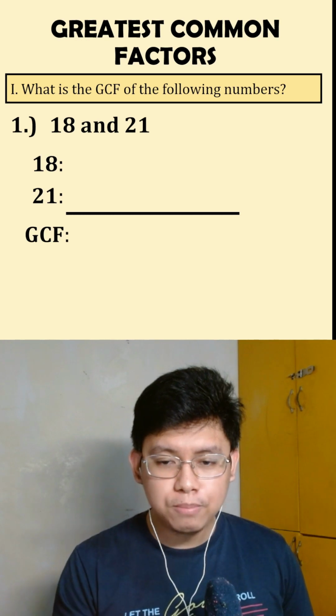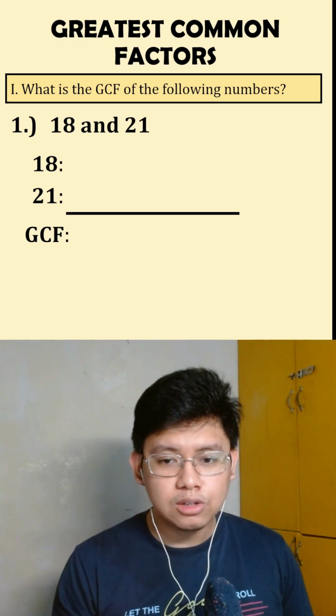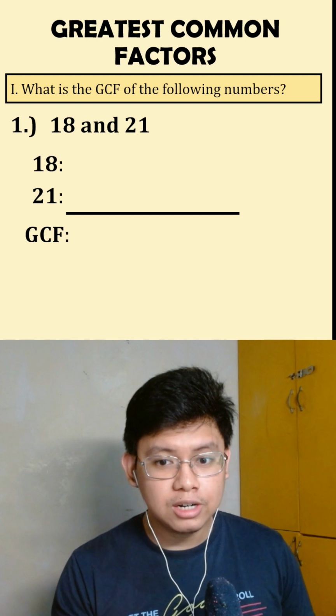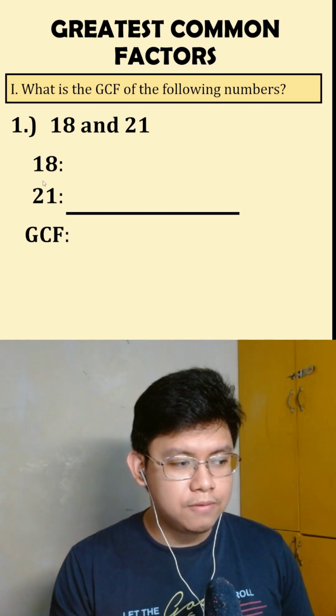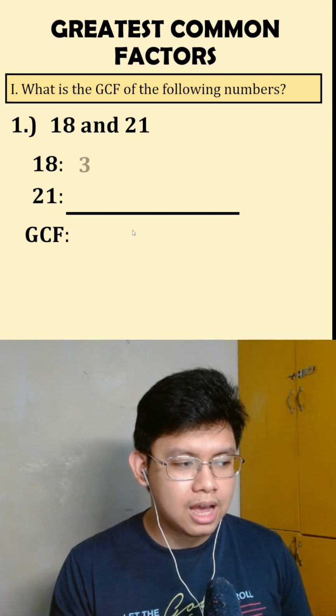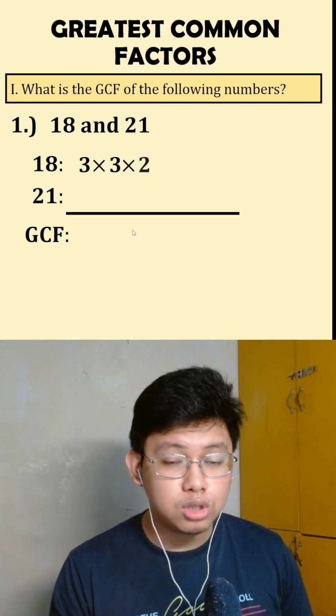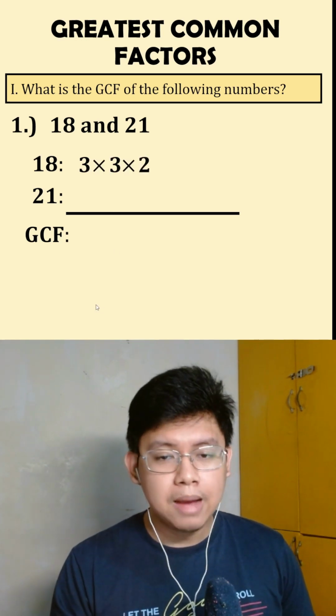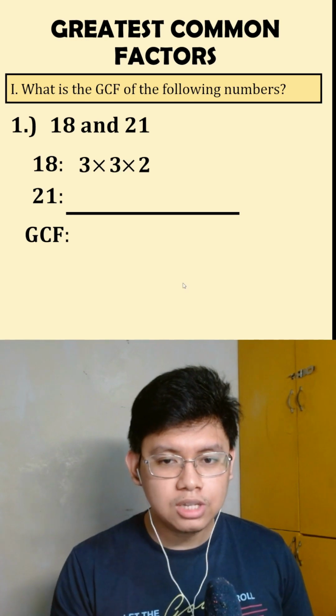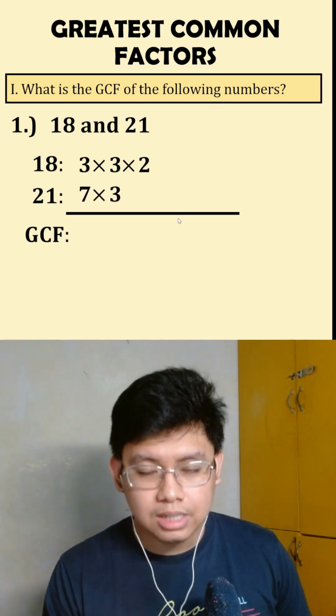So, kunin natin yung prime factors ni 18. So, we will be using prime factorization in getting the factors of 18. So, 18 has 3 times 3 times 2 na factor. Tapos, si 21 naman, yung prime factors niya will be 7 times 3.